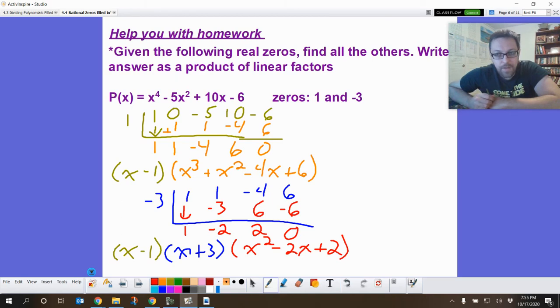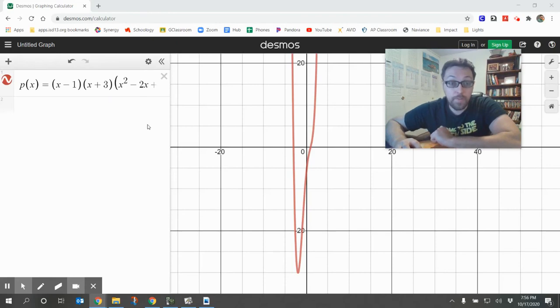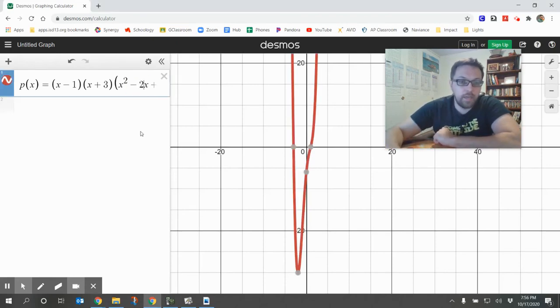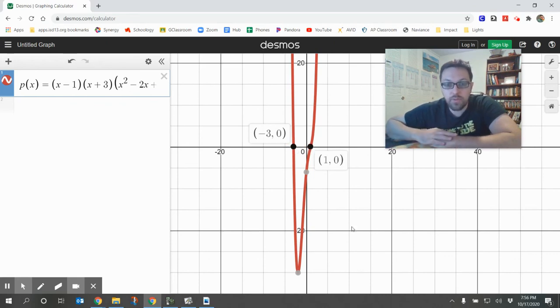So it's telling me to find all of my real zeros. But looking at this thing, x squared minus 2x plus 2, that doesn't have any real zeros to it. And one way I could check that is I can take a look at my graph. So hold on a second. So here's my graph that I made. If you can double check in here, I've got x squared minus 2x plus 2. So there's my function. I can see my 2 zeros that I did get, that -3 and 1.